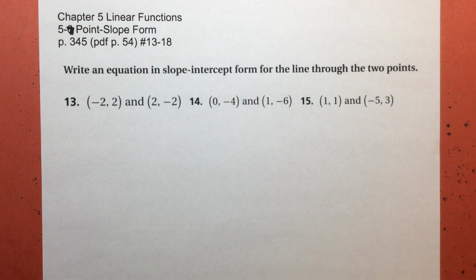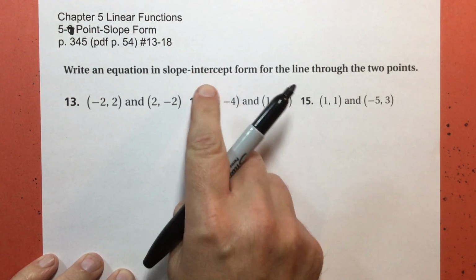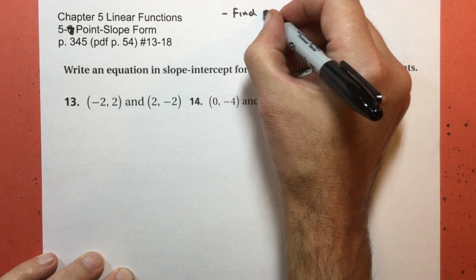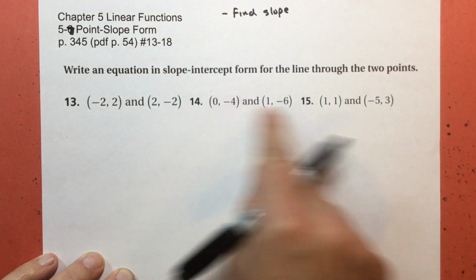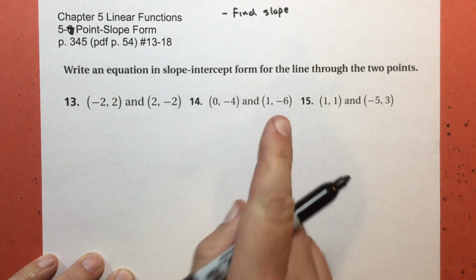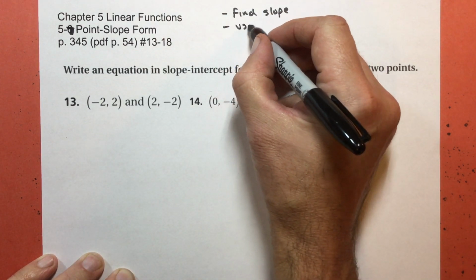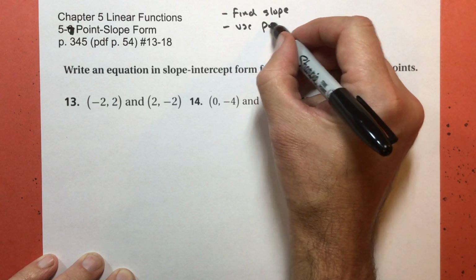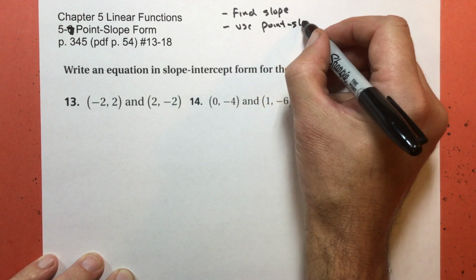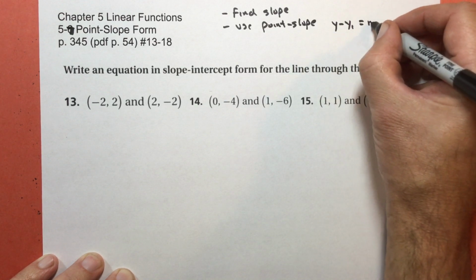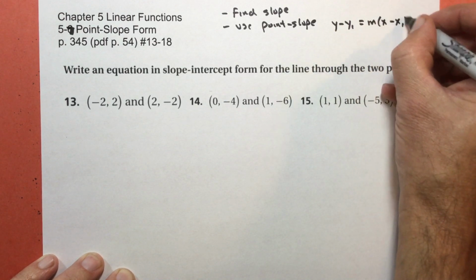So in these examples, we're going to write the equation in slope-intercept form, and here's going to be the process. First, we need to find the slope, because we don't have the slope, we have points. But we know we can find the slope, we have 2 points. Then we're going to use point-slope form, and I'm going to write it again. y minus y1 equals slope times x minus x1.